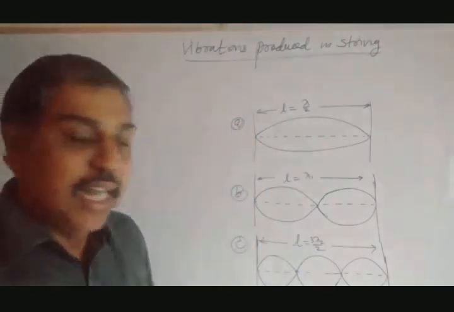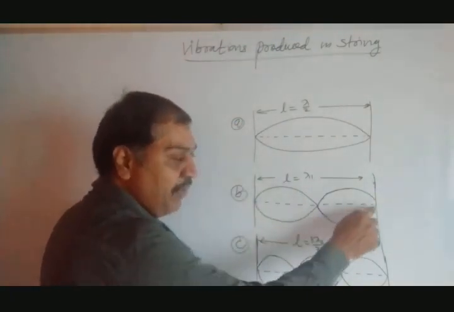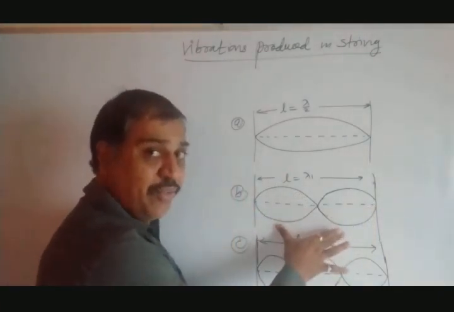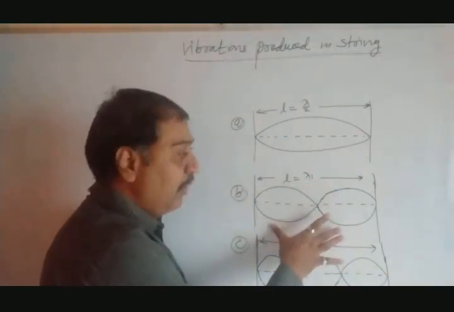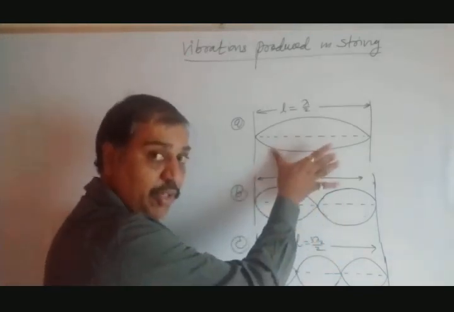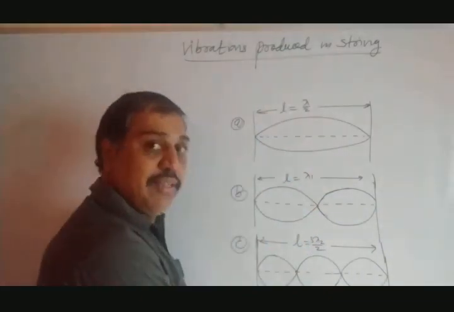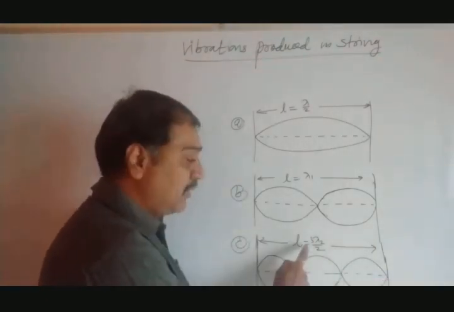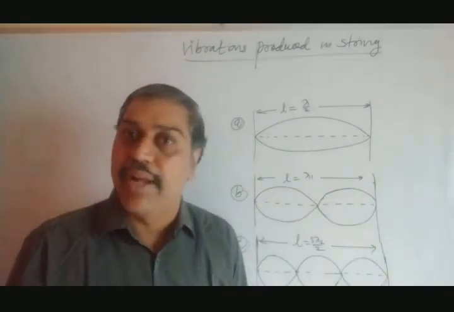As we know, a single wave starts at 0 and ends at 0. One crest and one trough form one wave, and this length is the wavelength, the length of a single wave. So L equals lambda 1. In half of this there is only one loop, so the length is L equals lambda by 2. In the third one, one complete wave plus a half is formed: lambda plus lambda by 2, which is 3 lambda by 2. These lengths we have taken from this diagram.